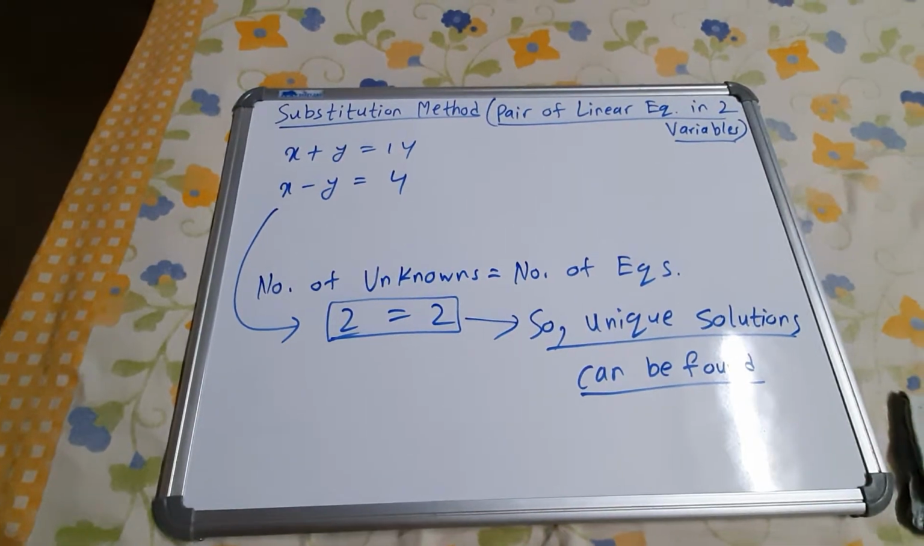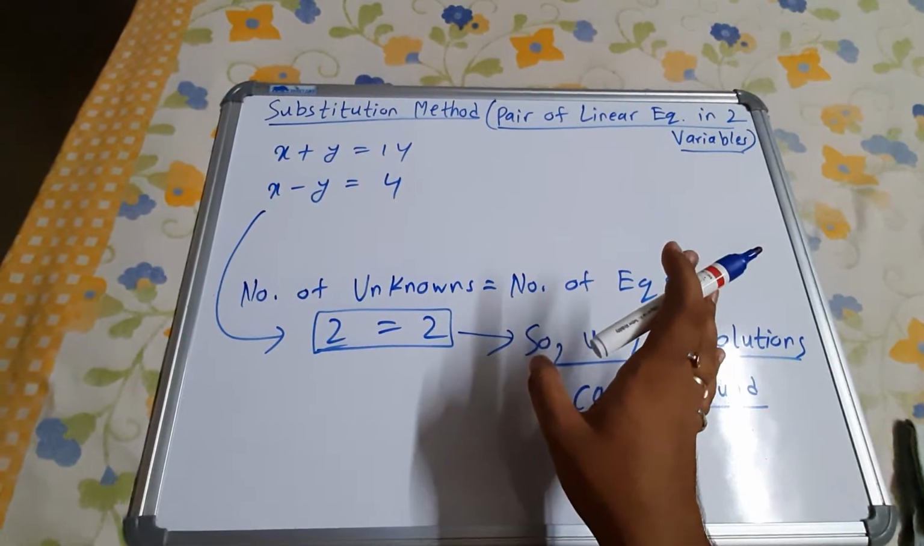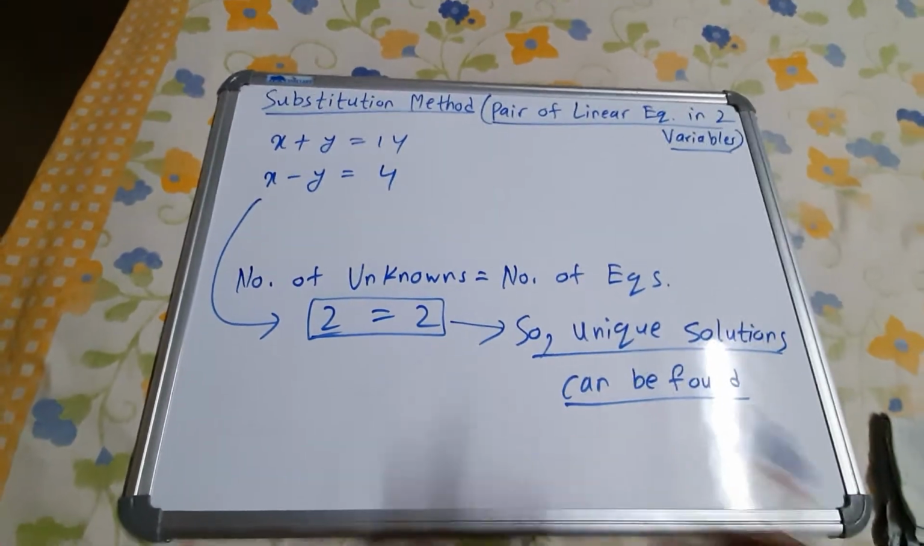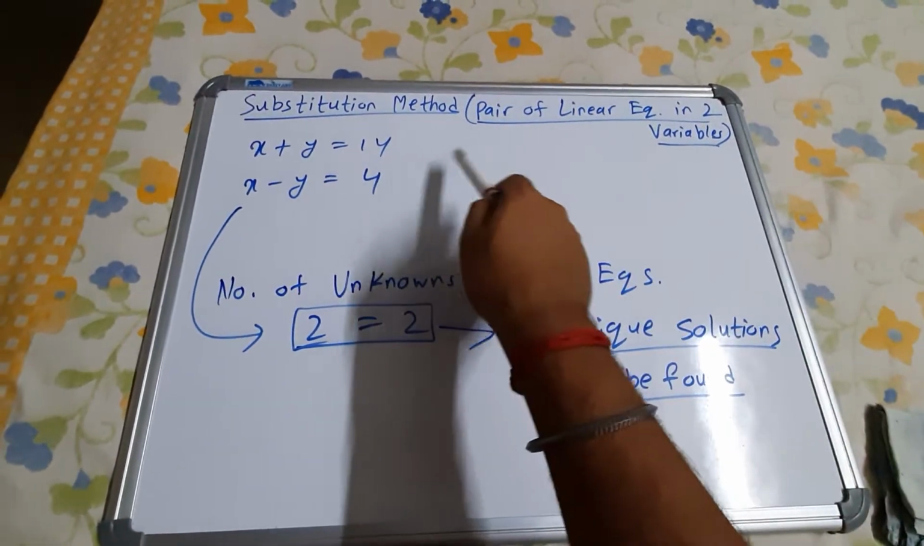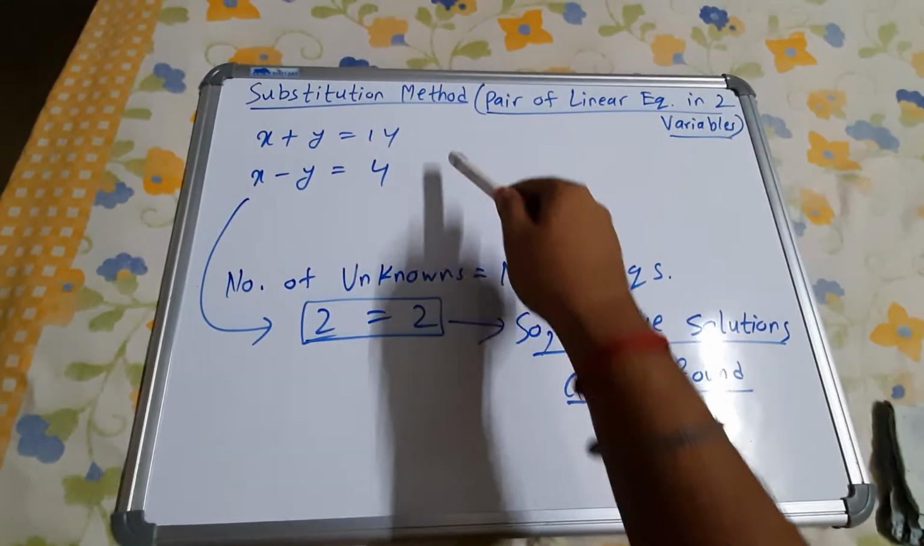Okay, students. So today we will be seeing the method of substitution to solve a pair of linear equations in two variables. This method of substitution is the first method that you are learning to solve the pair of linear equations which are in two variables. That means like these examples.